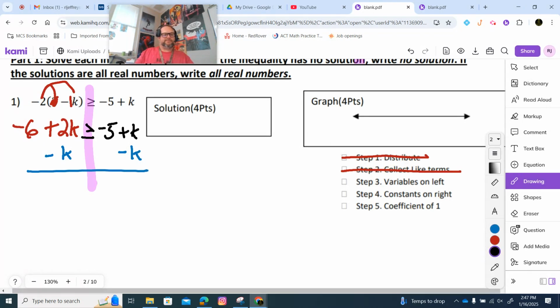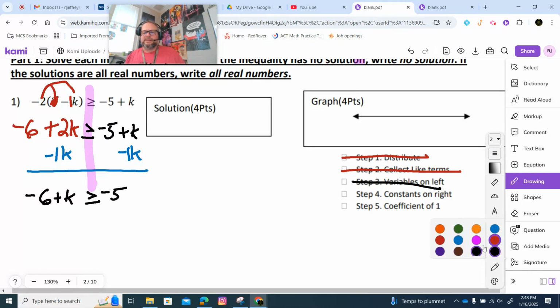All right. So negative 6. All right, this is subtract 1k. So if we have two k's and one of them mysteriously disappears, yeah, you just got a little bit ahead of me. That's all right. All right. So we have 1k, which is going to help us because that gives us our coefficient of 1 that we're looking for. All right, and our constants on the right.